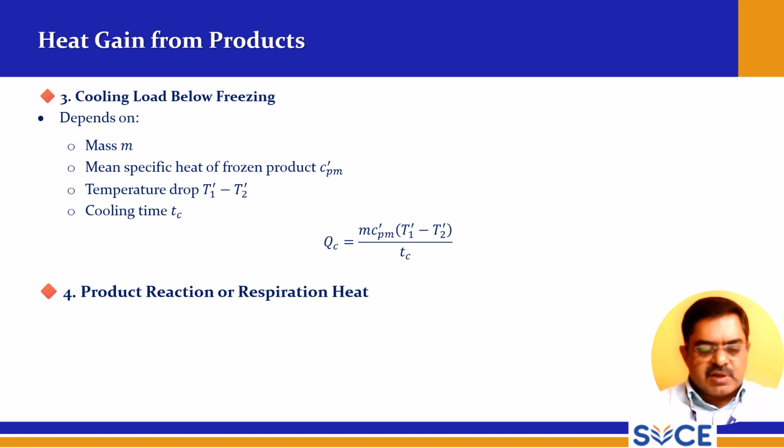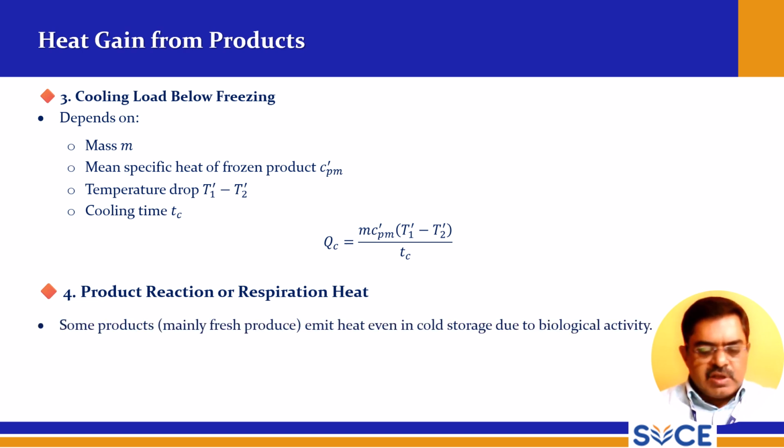And product reaction or respiration heat. Some products, mainly fresh products, emit heat even in cold storage due to biological activity, and QR is equal to M into the evolution of heat per kg of food per hour.